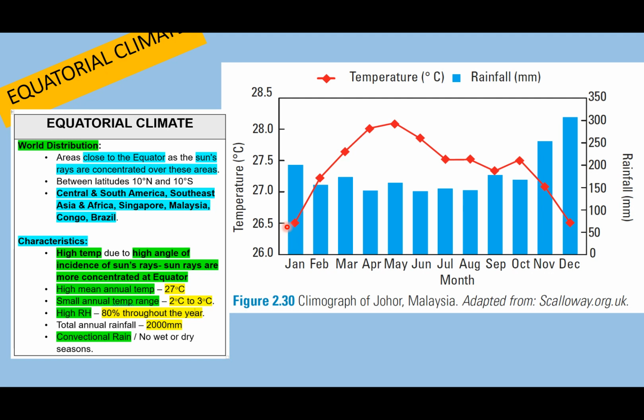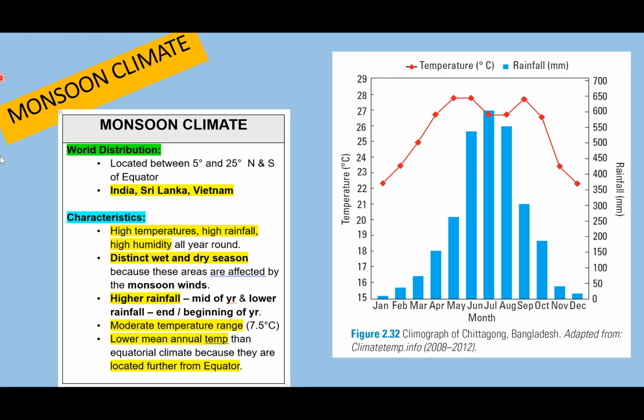Now, high relative humidity, which is 80% throughout the year. Total annual rainfall is about 2,000 millimeters, which is high. And convectional rain. We have no wet or dry seasons. The next climate will be the monsoon climate. Where are they distributed? It is between 5 degrees north and 25 degrees north and south of the equator, for example, India, Sri Lanka, and Vietnam.